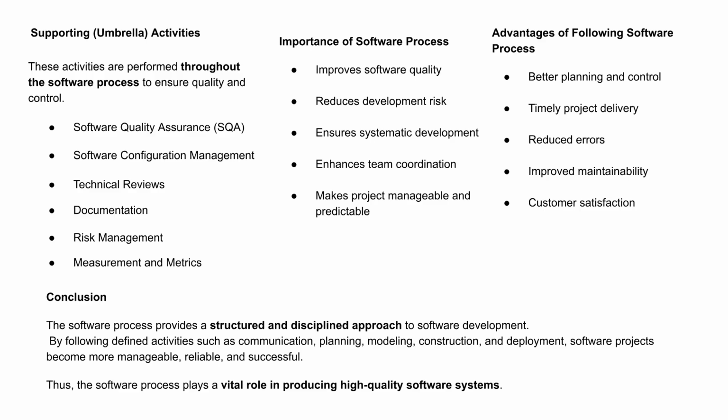Conclusion. The software process provides a structured and disciplined approach to software development. By following defined activities such as communication, planning, modeling, construction and deployment, software projects become more manageable, reliable, and successful. Thus, the software process plays a vital role in producing high-quality software systems.